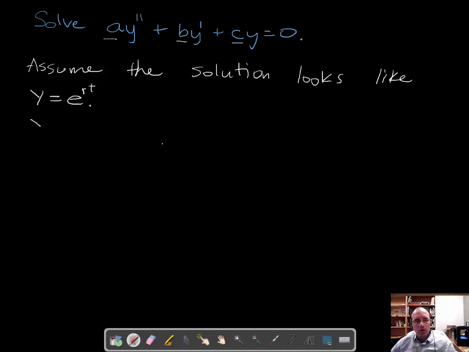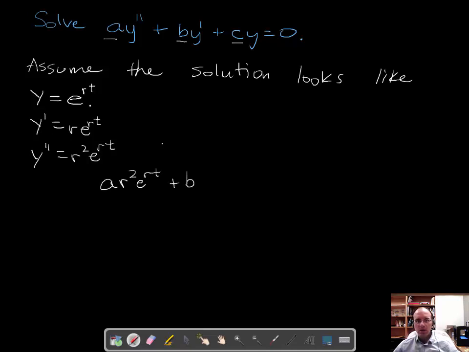Alright, so let's figure it out. Y prime would then be r e to the rt, just from our chain rule, and y double prime would be r squared e to the rt. Remember, t is our variable and r is just a constant. Okay, so if we plug those back in here, we're going to get a times r squared e to the rt plus b times r e to the rt plus c e to the rt, and this equals 0.